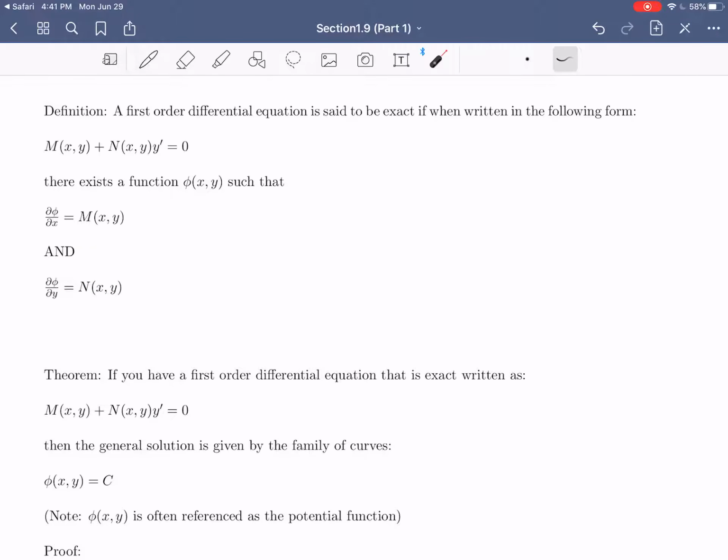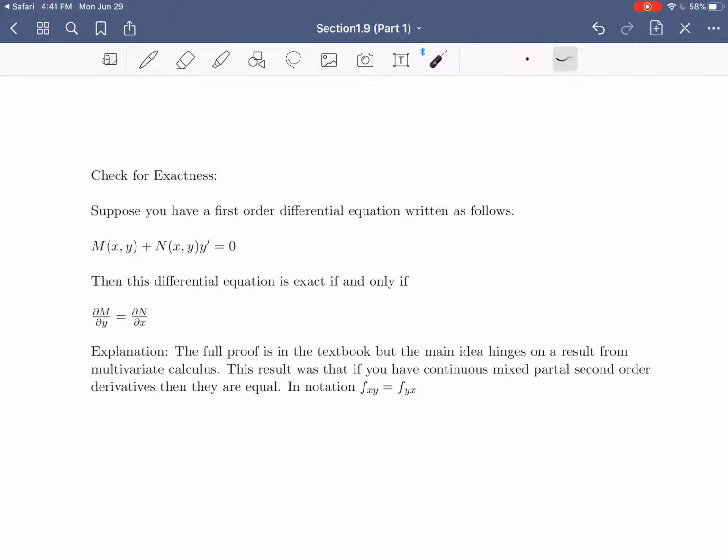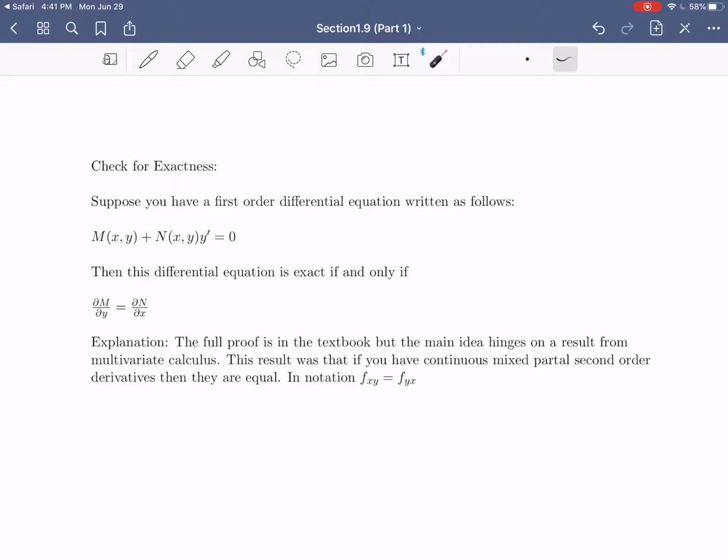So let's first talk about how you figure out if something even is exact. This is often referenced as the check for exactness. The check for exactness says this: suppose you have a first order differential equation and you've written it into this format, the format that an exact differential equation is supposed to be in. Of course, just because you write it in that format does not mean that it is exact, that there is a potential function, but you can check that it's exact by confirming the following.